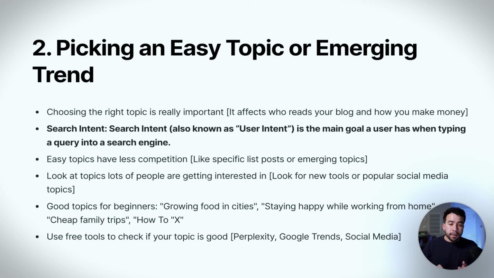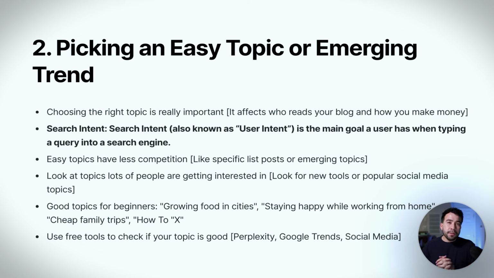Search intent is also known as user intent, and it's the main goal a user has when typing a query into a search engine. For example, if I'm typing in Google, how can I get rid of my blister? I'm more than likely going to expect search intent content on the top of the first page of Google telling me how I can get rid of a blister. And if that's not right, then of course Google may be wrong. But that is the intent and user intent behind every single query that people type in. And we need to make sure that we're answering that search intent that people have in our content.